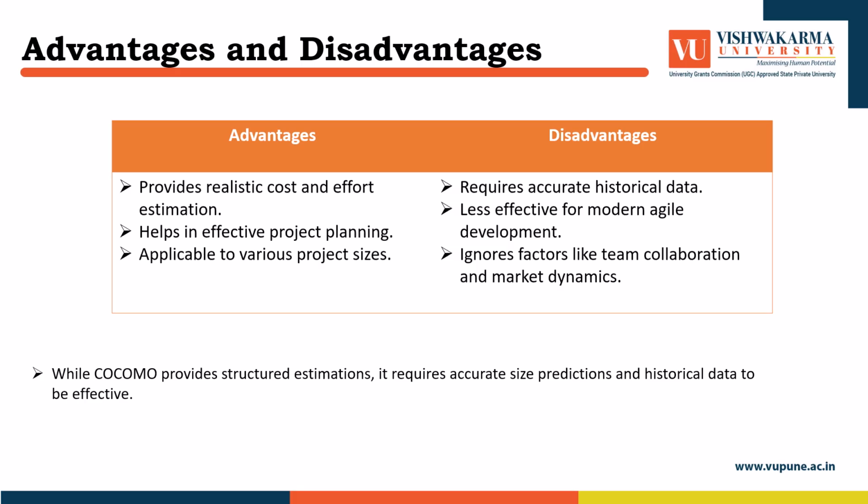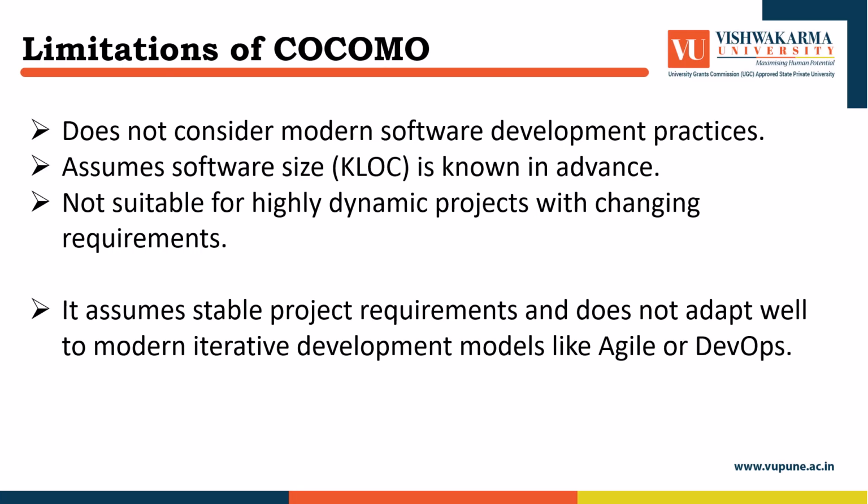COCOMO provides structured estimation. It requires accurate size prediction and historical data to be effective. Some limitations of the COCOMO model include that it assumes stable project requirements, which is not always the case, especially in dynamic environments. The model can be less accurate for agile or iterative development methodologies where requirements evolve frequently. It also assumes that the software size is predetermined, which is often not the case in real-world scenarios.